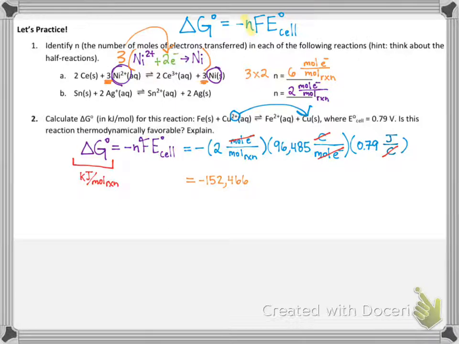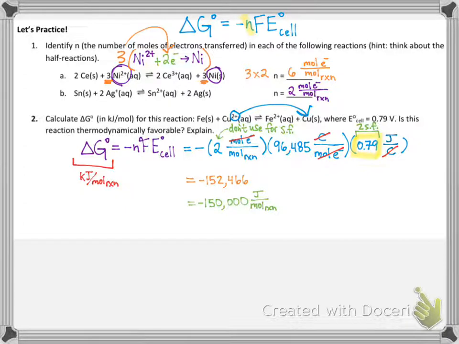And sig figs are still a thing. Please note you are not using the number 2 for sig figs. That's because it's considered a whole number, a counting number. It's exactly 2 moles of electrons. However, your cell potential is totally counted for sig figs. So we get to keep 2 sig figs.